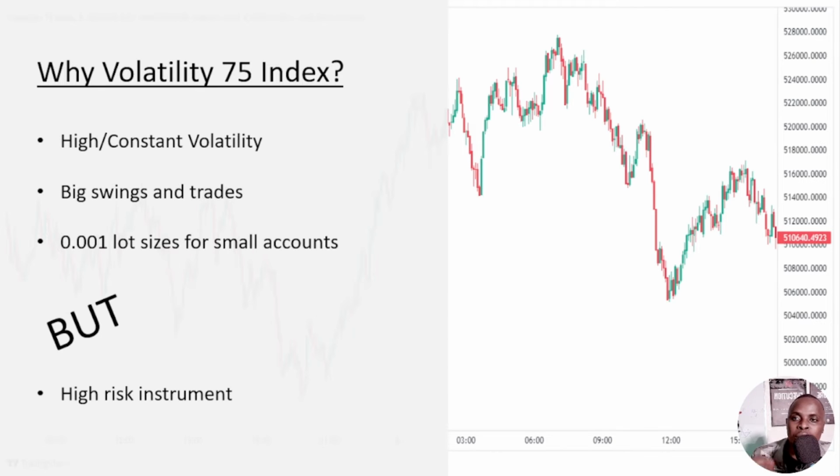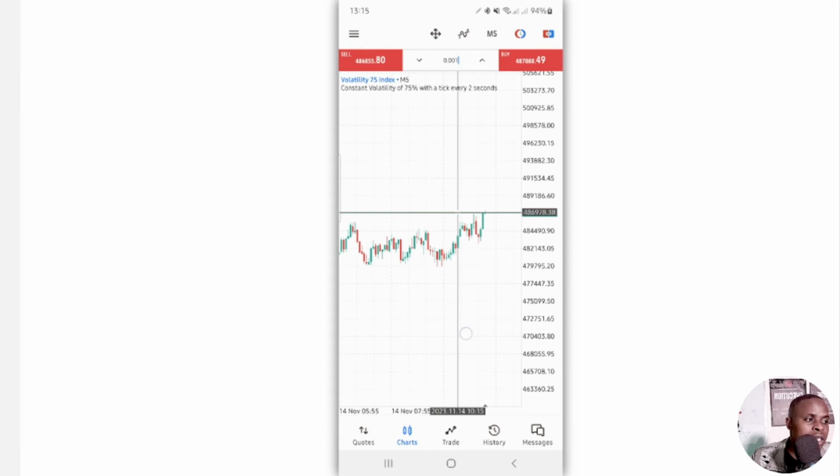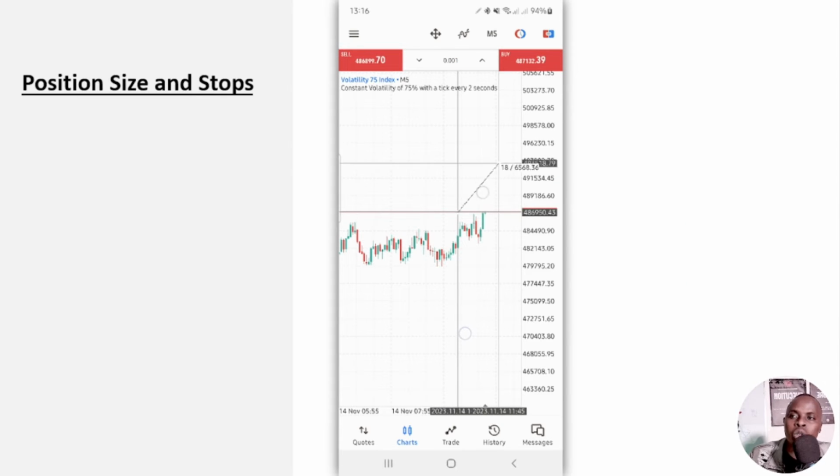Understand price action, because this market respects price action, and I'm going to give you right now a strategy that you can start using. The other thing that I wanted to talk about is position sizes and stop loss. How do you calculate your position sizes, and how much money are you risking per trade with the Volatility 75 index? Because this is something that most people struggle with.